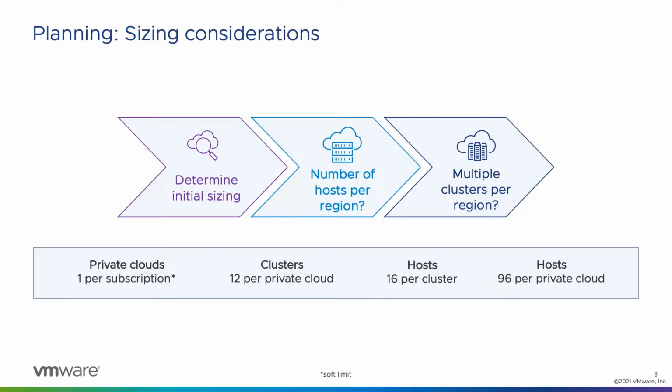There are some maximums to be aware of. You're allowed 1 private cloud per subscription by default. That's a soft limit that can be raised by working with Microsoft support, but again, by default, 1 private cloud. You can have up to 12 clusters per private cloud. You can have up to 16 nodes per cluster, and you can have a total of up to 96 nodes per private cloud. Also, keep in mind that all the private cloud management components, vCenter, NSX Manager, HCX appliances, vSphere application appliances, if you choose to install those, will all live on the first cluster and consume resources on that cluster.